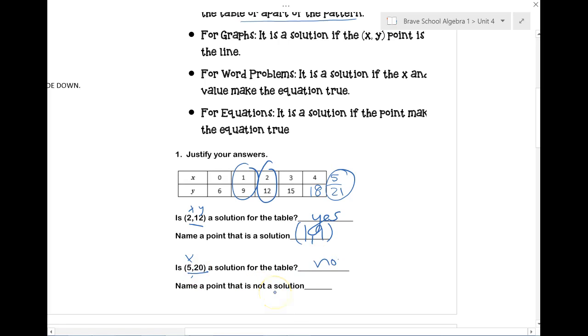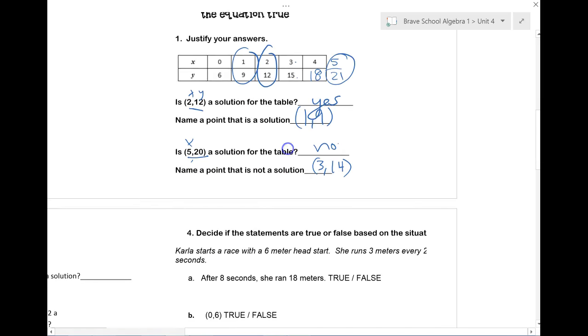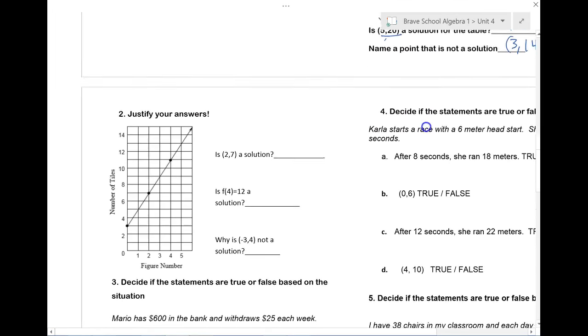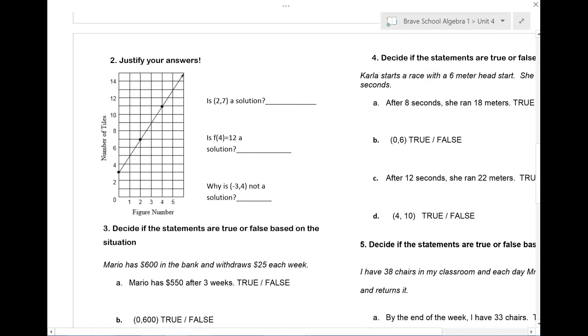And then again, you could just name a point, and also this says name a point that is not a solution. So if I plug in 3, I should get 15. So if I put (3, 14), that's not a solution because I should get 15, not 14. Okay, so because the question is what is not a solution in that case. Okay, open up your page and go to the next one.